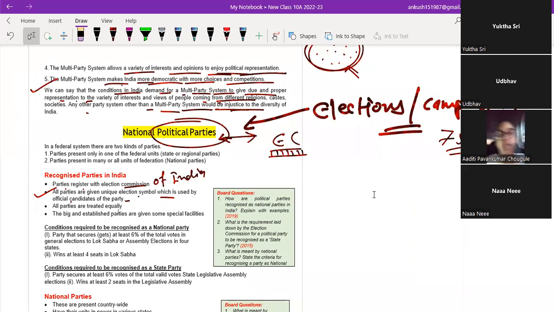Aditi, you are attending the class from where? Are you outside? Sir, I am outside, so I'm attending the class from my car. Okay. Is it stopped or running? Sir, we are just going out of the parking. Okay, then no issue.